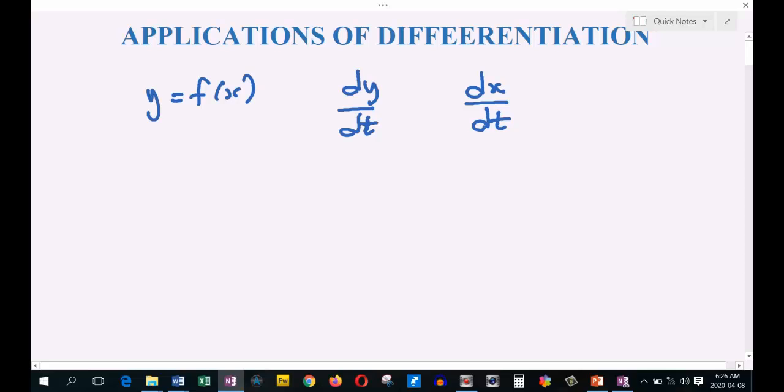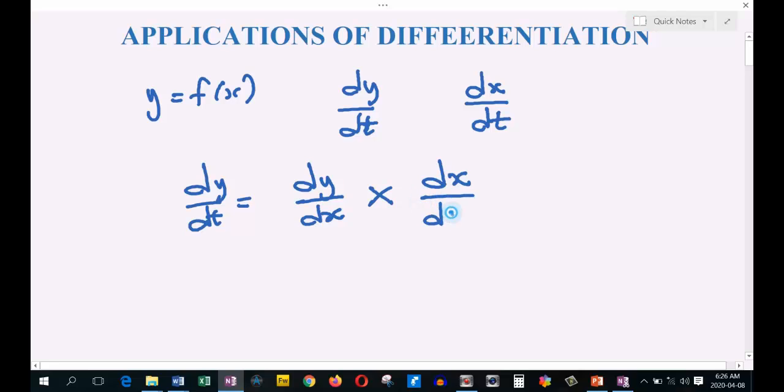and also the rate of change of x will be given as dx/dt. There's a relationship between dy/dt and dx/dt, and this relationship is given as dy/dt is equal to dy/dx times dx/dt. This relationship holds the rate of change in y as compared to the rate of change in x. Let us see how we use the relationship to compare rates of change.